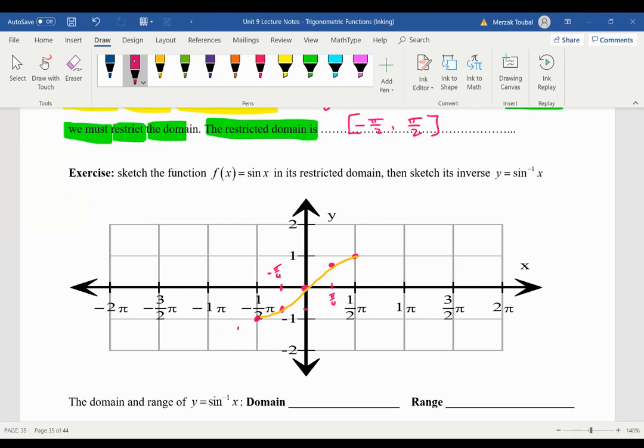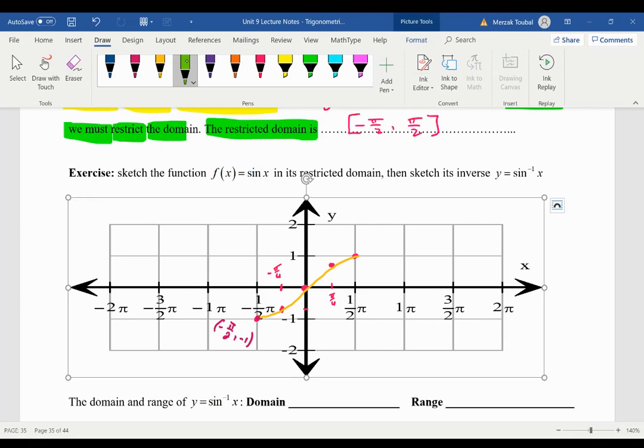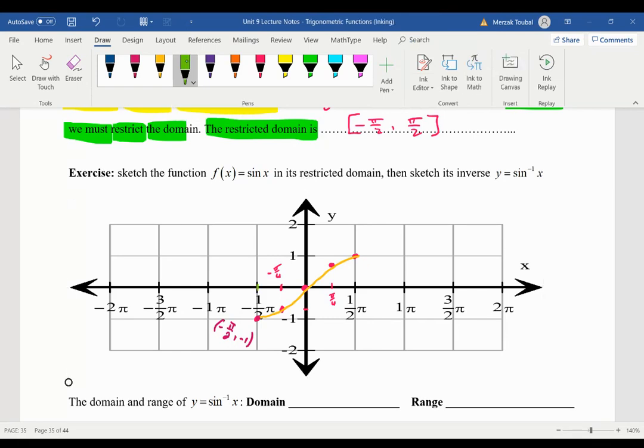So let me rewrite it. So negative pi over 2, negative 1. For the inverse, the x becomes a negative 1, the y becomes negative pi over 2. So the x is negative 1, so over here, and the y is negative pi over 2. It's about negative 1.5, let's say around 1.6. So it's going to be somewhere here. It's hard to get the exact point, but we're just going to approximate it.